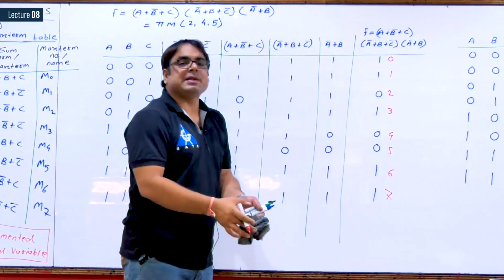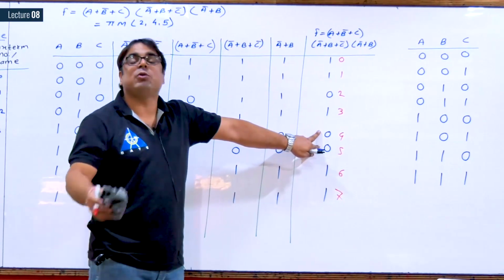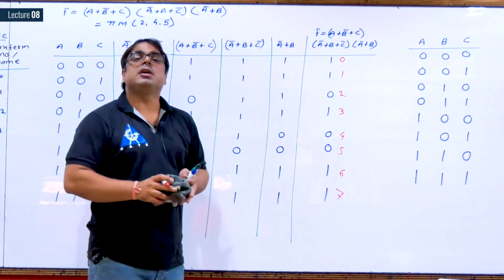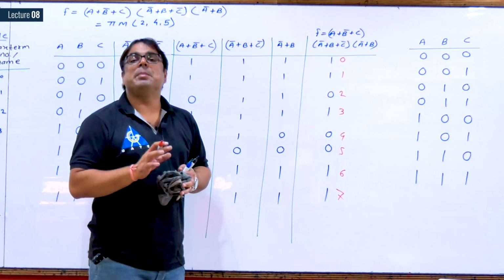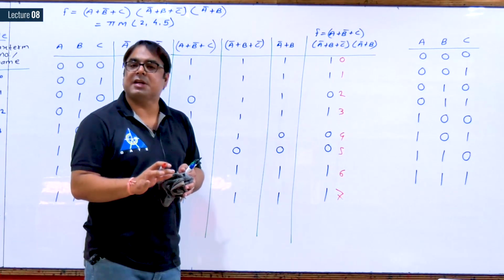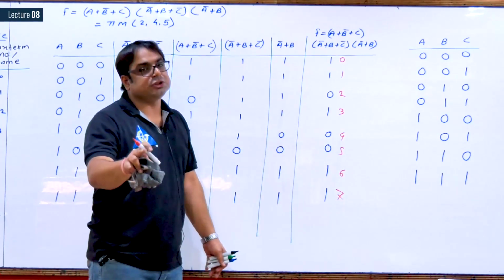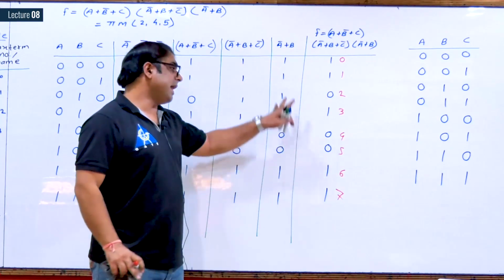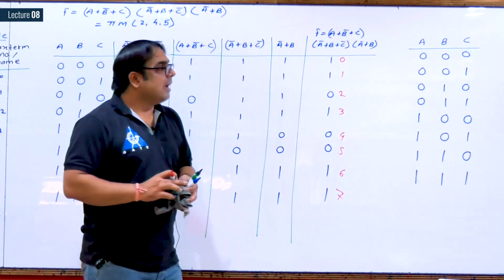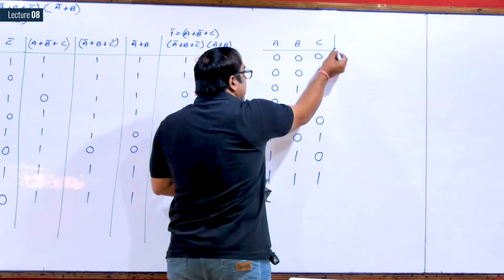So as expected, max terms are the combinations at which output function is logic low. In min terms, what we had concluded, min terms were the combinations at which output function was at logic high. Max terms is the combination at which output function will be at logic low, and this we have justified using this table. Now we can conclude it in a shorter way.